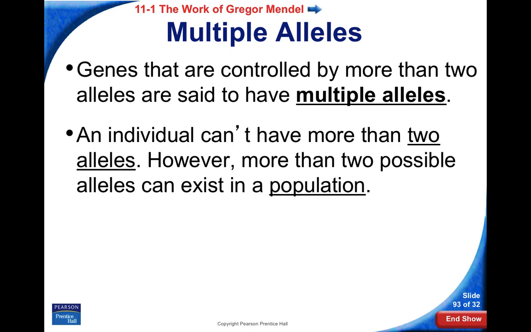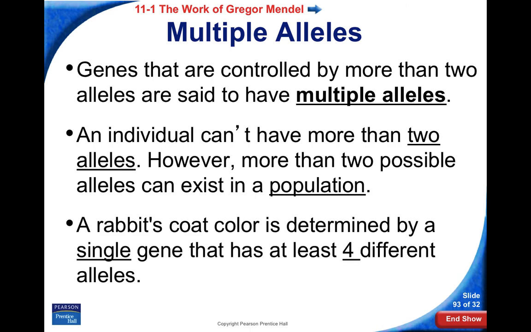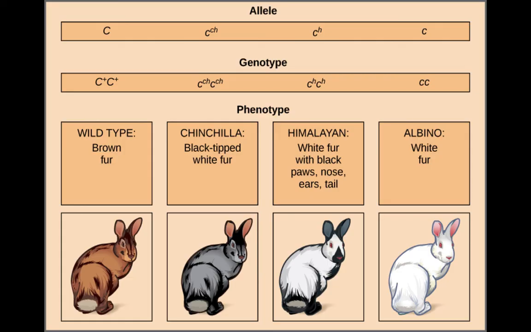There could be 5 different alleles. You just have 2 of those 5 possible alleles, or some combination of. So for example, rabbits and chinchillas, their coat coloring is determined by 1 gene, but that gene has at least 4 different alleles. So let's look at the rabbit/chinchilla example right here. You can see on top there's 4 different alleles. Think of how many different combinations you can put those 4 alleles together.